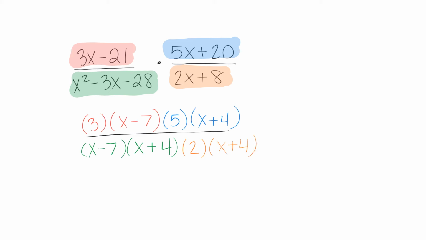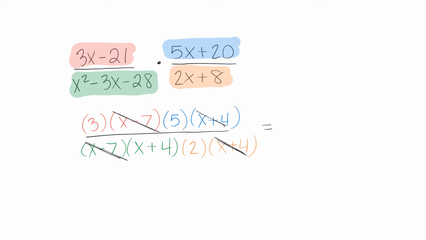Okay, what appears in the top and in the bottom? The 3 is only one 3. X minus 7, x minus 7. 5, nothing. X plus 4, x plus 4. X plus 4 appears twice in the denominator, but it's only once in the top. You can only use it one time.